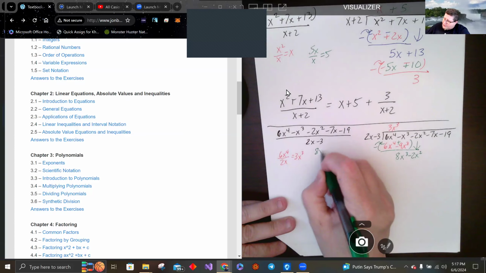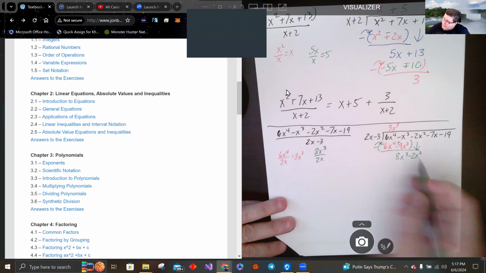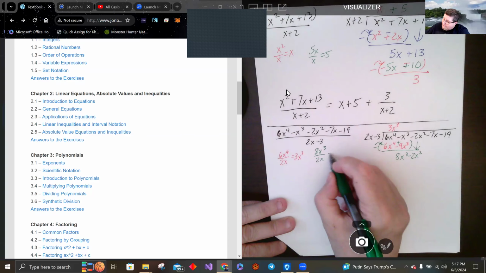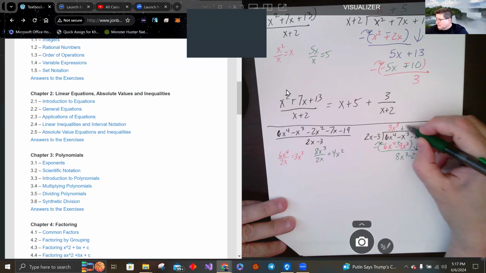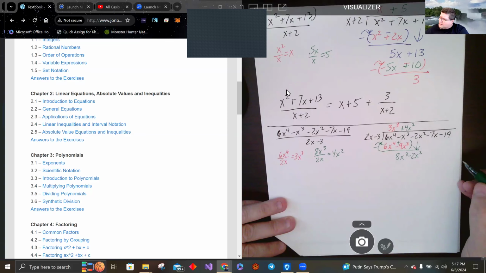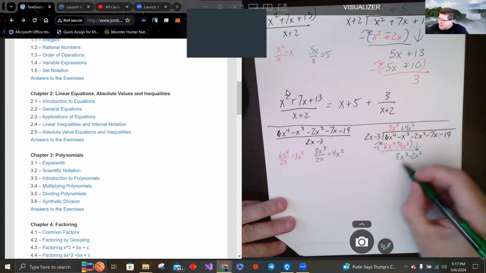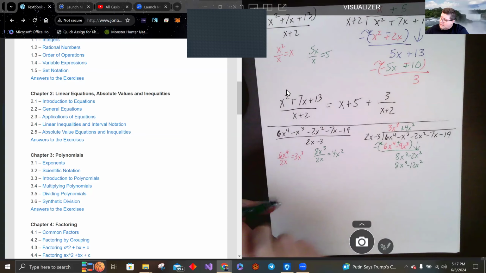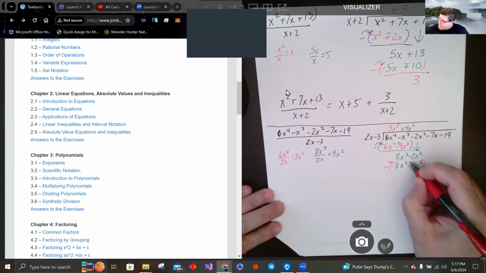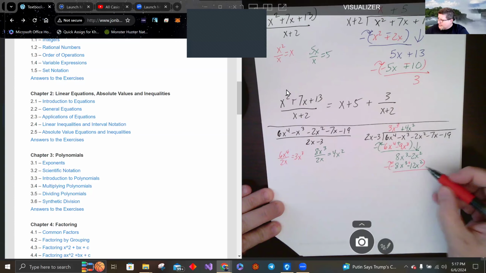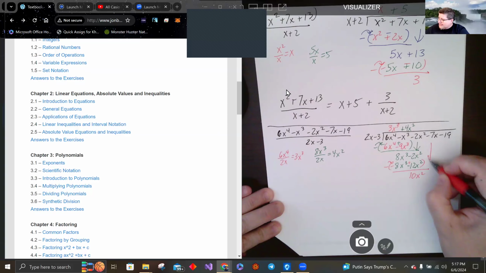Here I'm checking 8x cubed divided by 2x. I get 4x squared, so that'll be a plus. 4x squared times 2x is 8x cubed. 4x squared times negative 3 is negative 12x squared. When I do a negative here, the 8x cubeds cancel and I'm left with 10x squared. And I bring down the negative 7x.